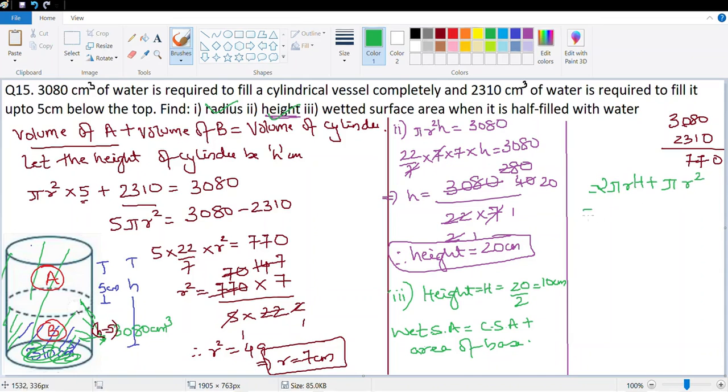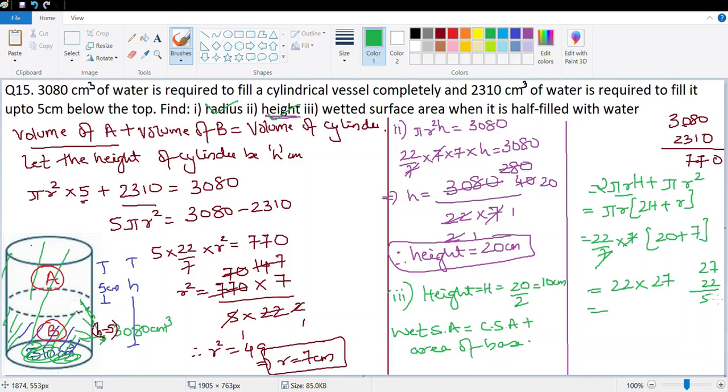Can we take something common to make our life simple? Yes, I can take pi r common. So pi r is common. What we have is 2h plus r. So 22 by 7 into r, which was 7, multiply the 2 into h, that's 2 into 10, that's 20, plus r, which is 7. So this would be equal to, 7 and 7 get cancelled, 22 into 27. Let's multiply 27 and 22. That's 54 and 54. That's 594 centimeter square.